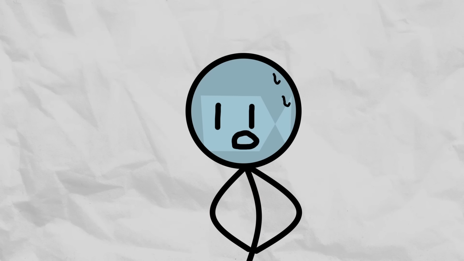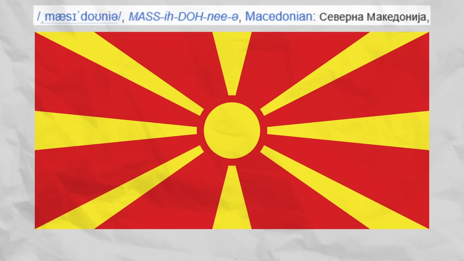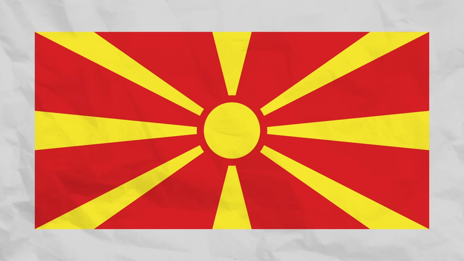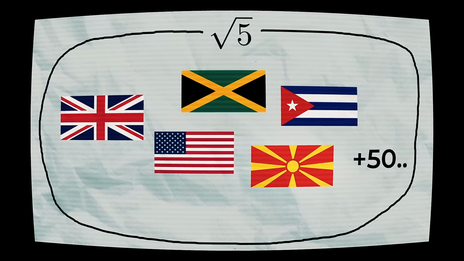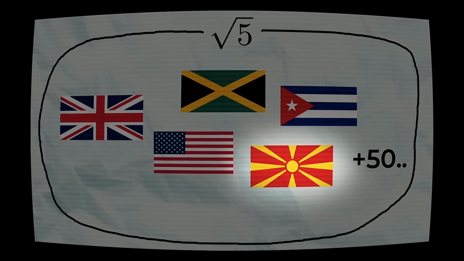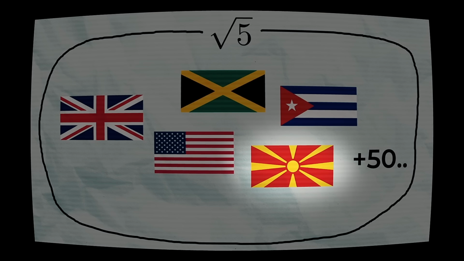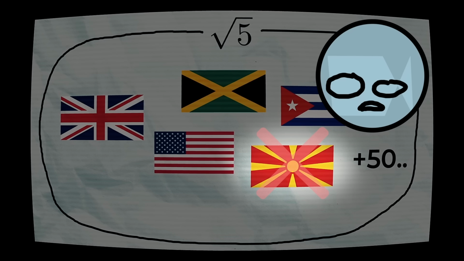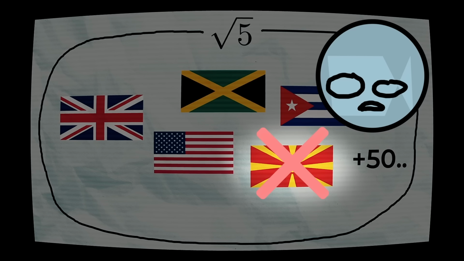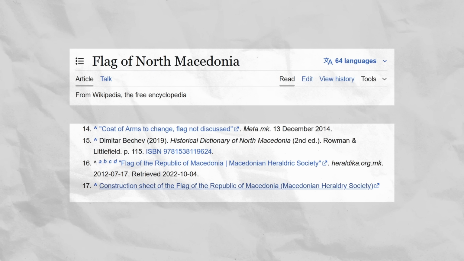Okay, I need to pick something I know I can make. I believe North Macedonia in the last video was shown among the flags that require root 5 to make. So let's do that one. Oh, right, that flag being there was a mistake. What? You see, sometimes the construction sheets are kind of misleading, and one of the sources for Macedonia on Wikipedia had a typo that we missed.